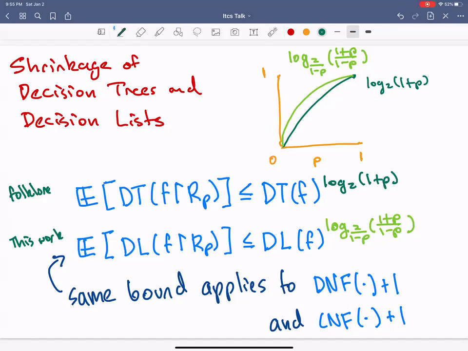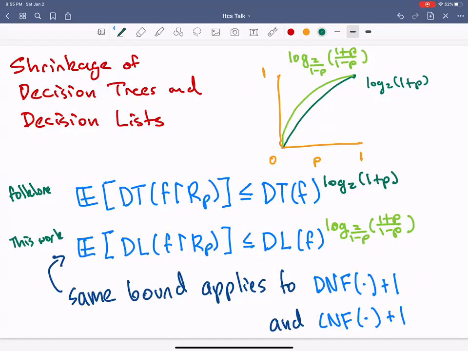First of all, I state what I believe is a folklore result, although I haven't found a reference. This is a very simple proof that the decision tree size of F under a P random restriction, in expectation, is at most the decision tree size of F raised to the power log base 2 of (1 plus P). And this bound is actually tight in certain cases. I believe when F is a parity function, this is completely tight.